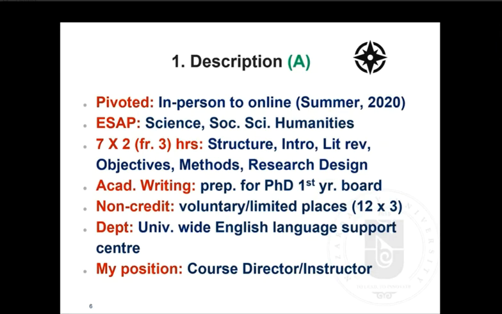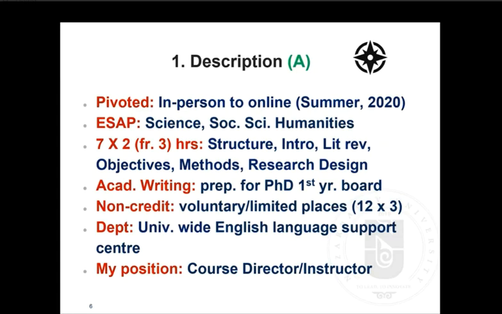And they were preparing for what was called the first year board. At the end of the first year of the PhD, they had to present an introduction, a literature review, and the methods. And they had to pass that in order to progress for their PhD after that. So we were preparing them for that purpose.